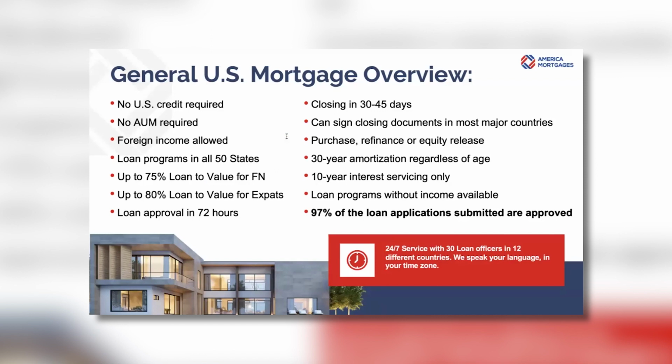So the general overview for our U.S. mortgages: no U.S. credit is required. I know a lot of people have this idea, especially if you're an international investor, maybe investing in the UK or even Australia, that a lot of times they want you to have some exposure in those countries. In the US, there is no requirement. It's fantastic if you have a credit report from your home country, but we're also aware that there are some countries that do not have a credit reporting agency, and that is something that we can work around as well.